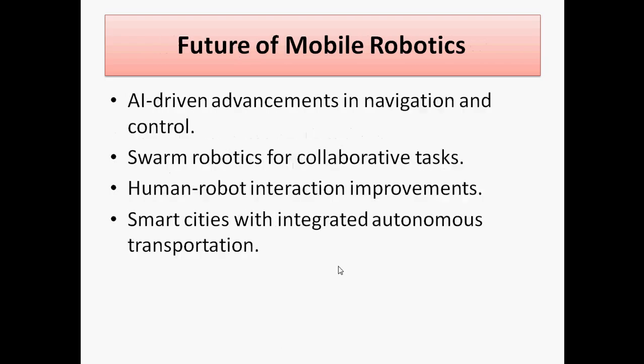After that, we discuss the future of mobile robots. In that context: AI-driven advancement in navigation and control, swarm robotics for collaborative tasks, human-robot interaction improvements, and smart cities with integrated autonomous transportation. These are the future of mobile robots. As new technologies are added, we can apply them to different usages and accommodate different applications. This is about the future of robotics.